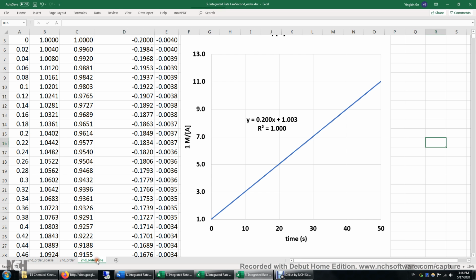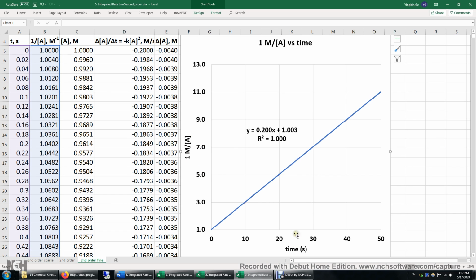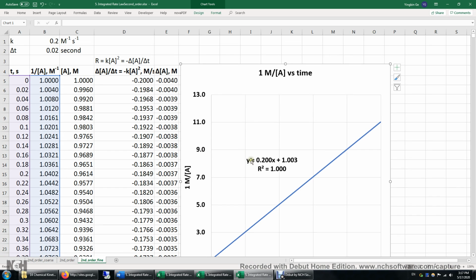All right, we have another spreadsheet. This time I'm going to use an even smaller delta T, 0.02 second. And again, I'm plotting this 1 over A versus time. The result is this. Again, the equation is 1 over A equals KT plus 1 over A naught. All right. So now this number 0.200 is the same as the value of K. And this 1.003 is awfully close to the reciprocal of the initial concentration of A.